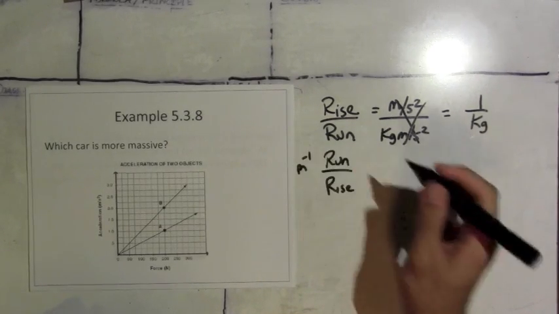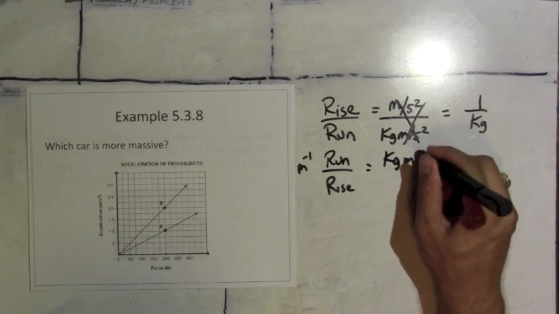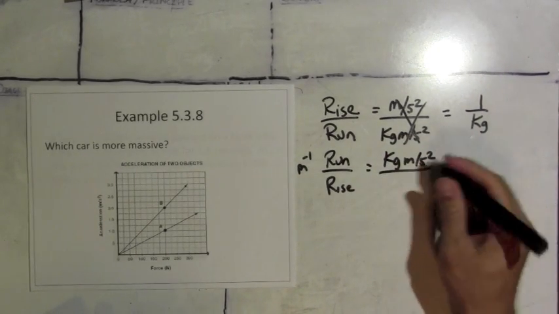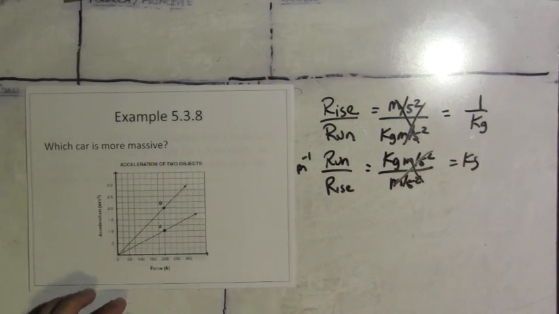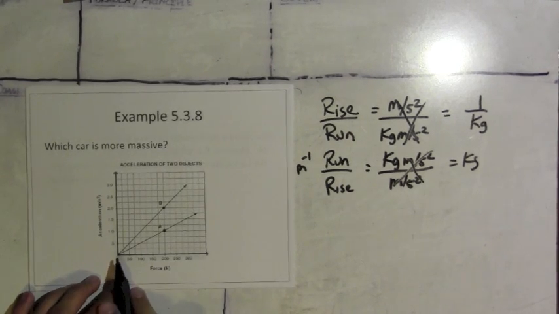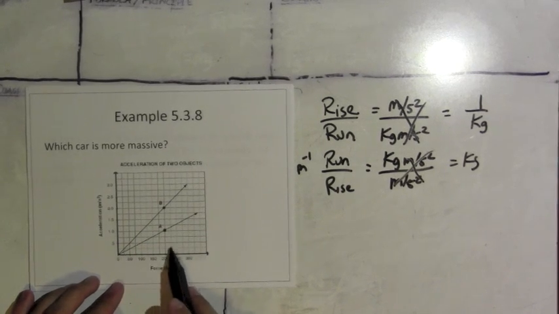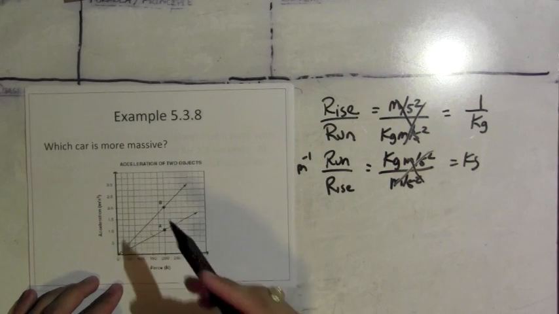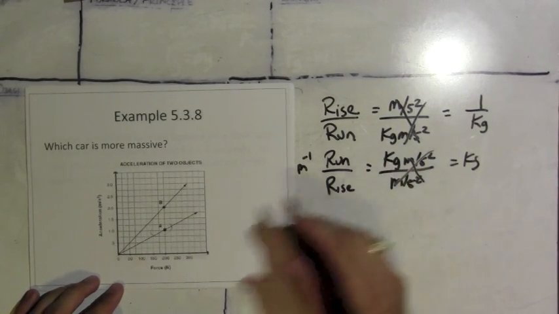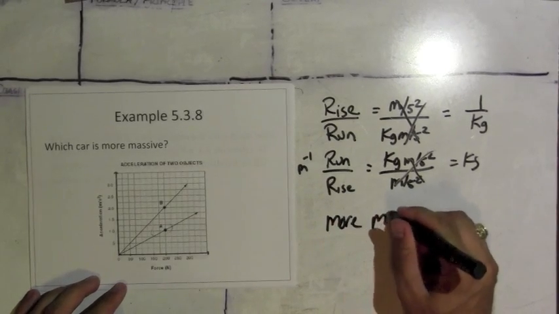Okay, slope inverse. When I do that, what I'm going to get is kilogram meter per second squared over meter per second squared, which is going to give me kilograms. So in this case, it makes more sense to do run over rise. So I want more of a run and less of a rise. Whenever I do that, the one that has more run is the A term. The one that has less would be the B term. So I have a larger kilogram value, or more mass, for A.